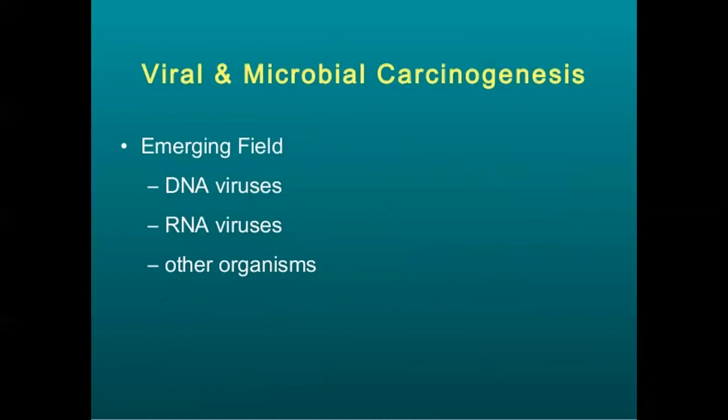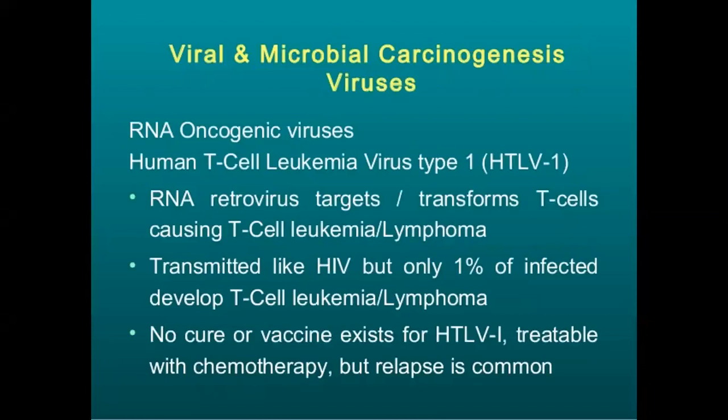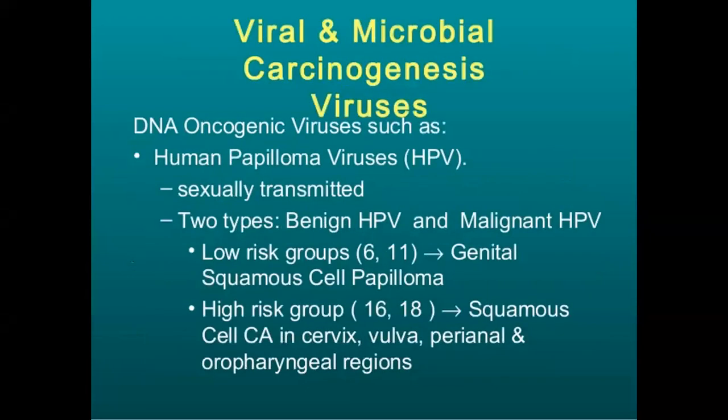The third point is viral and microbial carcinogenesis. This includes the emerging field: the DNA viruses, RNA viruses, and other organisms. RNA oncogenic viruses: the human T-cell leukemia virus type 1, an RNA retrovirus, targets and transforms T-cells, causing T-cell leukemia and lymphoma. Transmitted like HIV, but only 1% of those infected develop T-cell leukemia or lymphoma. No cure or vaccine exists for human T-cell leukemia virus. Treatable with chemotherapy, but relapse is common.